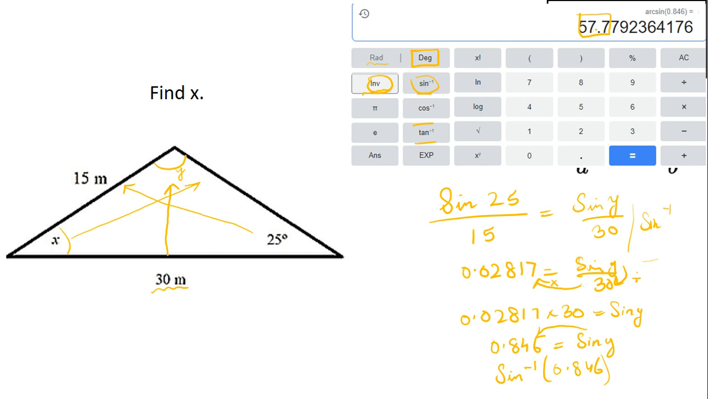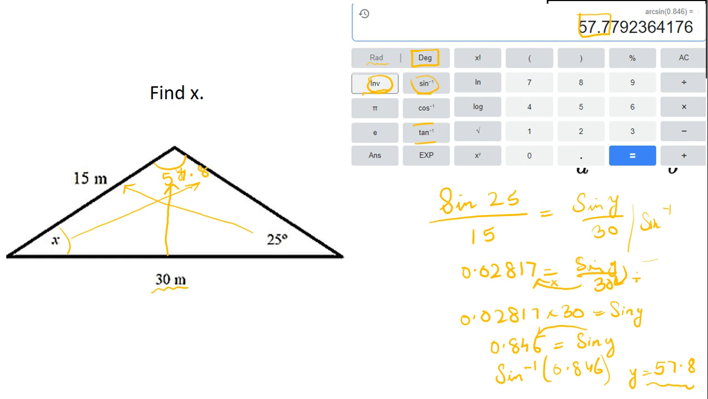57.779 and so on. So I could just round it off, so my y, let's suppose, is 57.8. So this is going to be my angle y, which means this one right here is 57.8, or perhaps I could also call it 58.